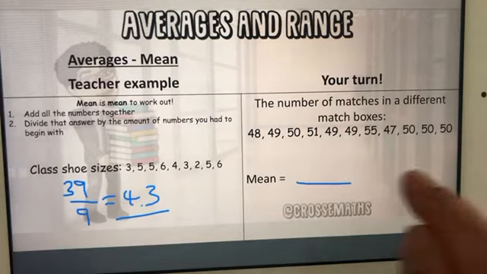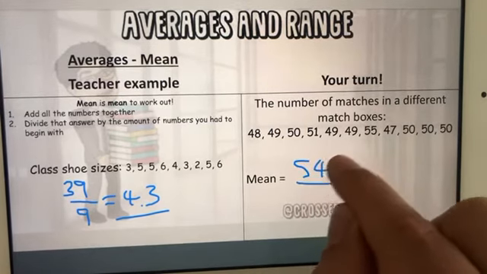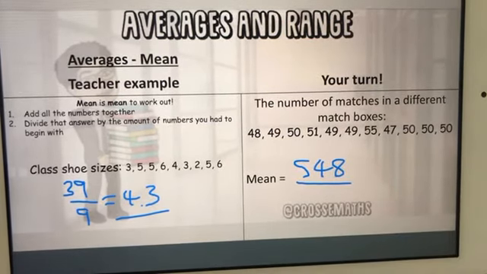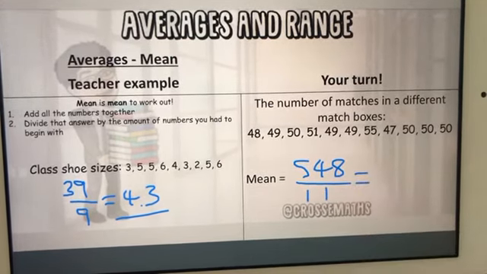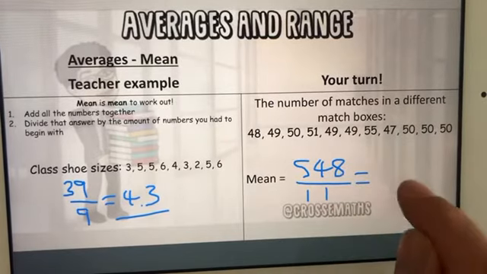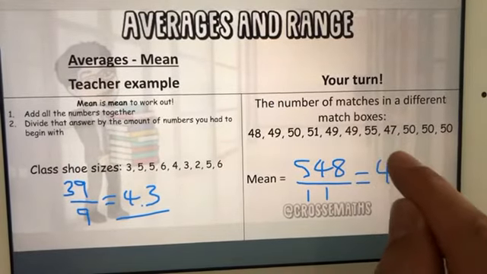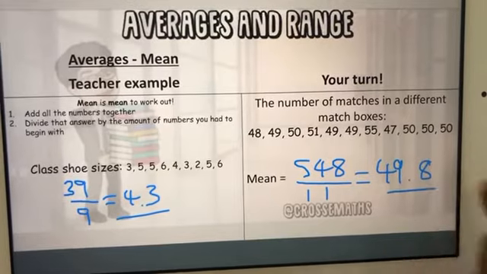If you add all these up, it gives you 548. And then if you divide, there's 11 numbers. So it's 548 divided by 11. The mean of this one, add them all up, 548 divided by 11 is 49.8 for your mean for that one.